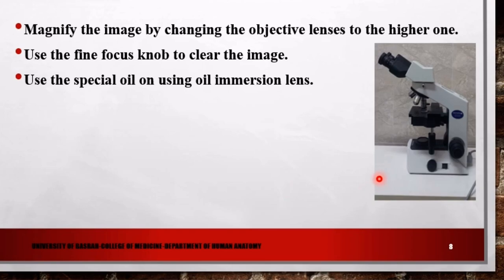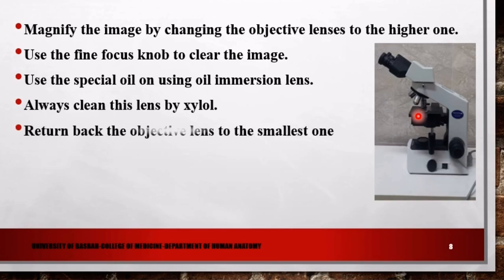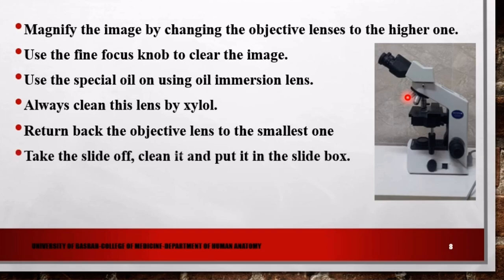Use the special oil on using oil immersion lens. If we use the highest magnification, 100x, a drop of oil must be placed on the sample. Always clean this lens by xylol, and also the slide. Return back the objective lens to the smallest one, 4x. Take the slide off and clean it and put it on the slide box.